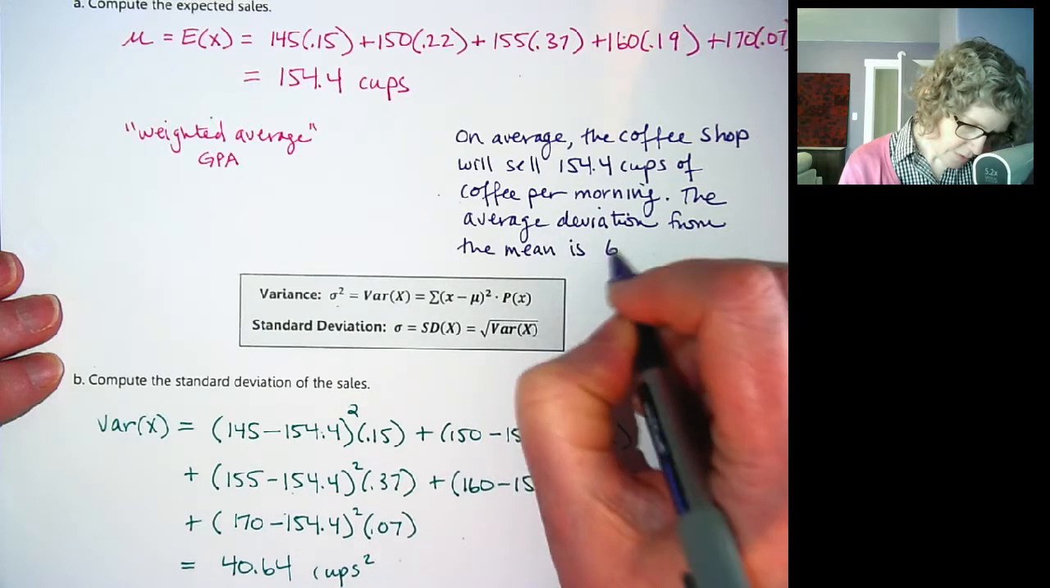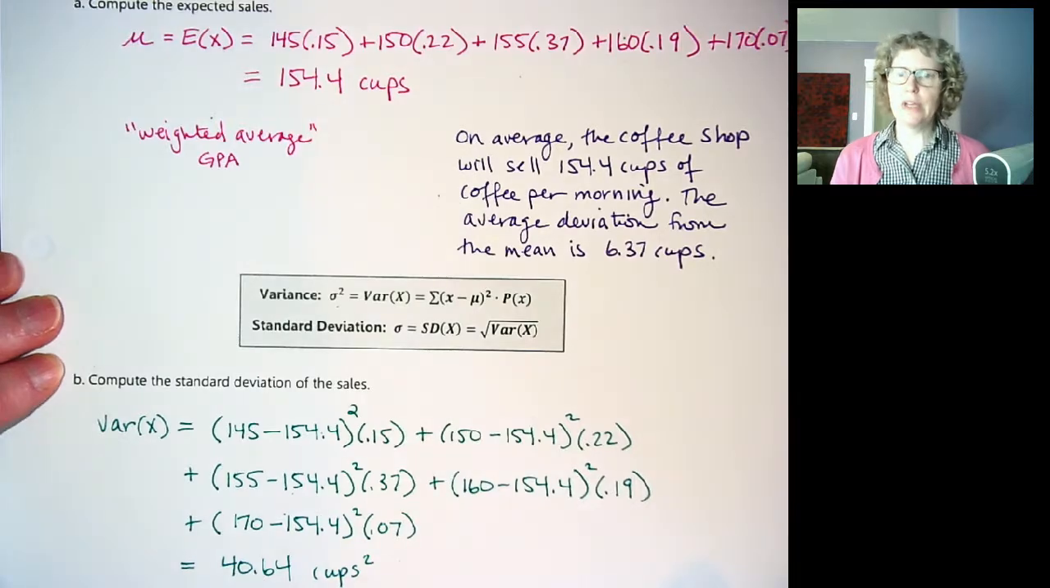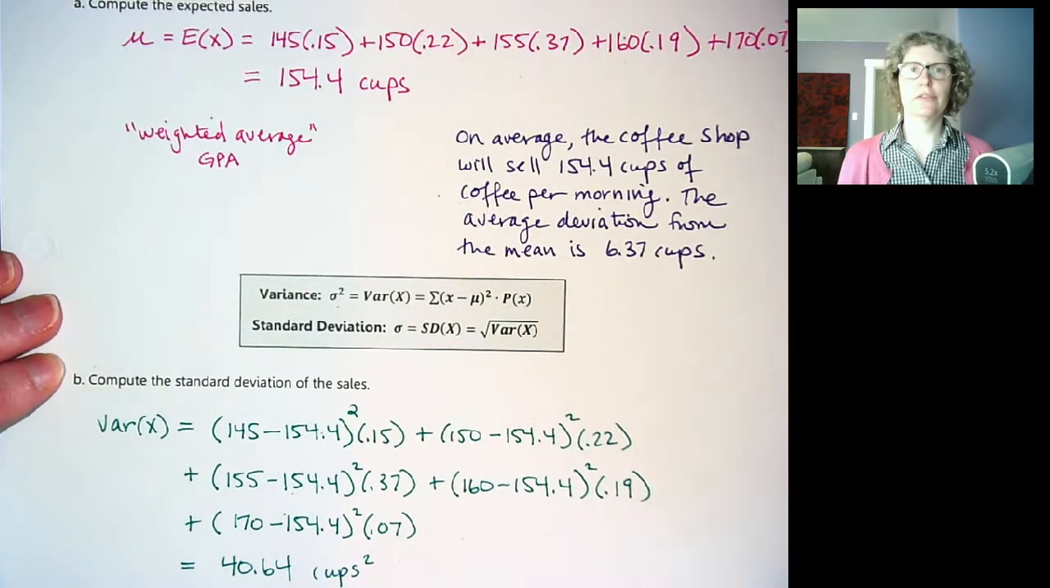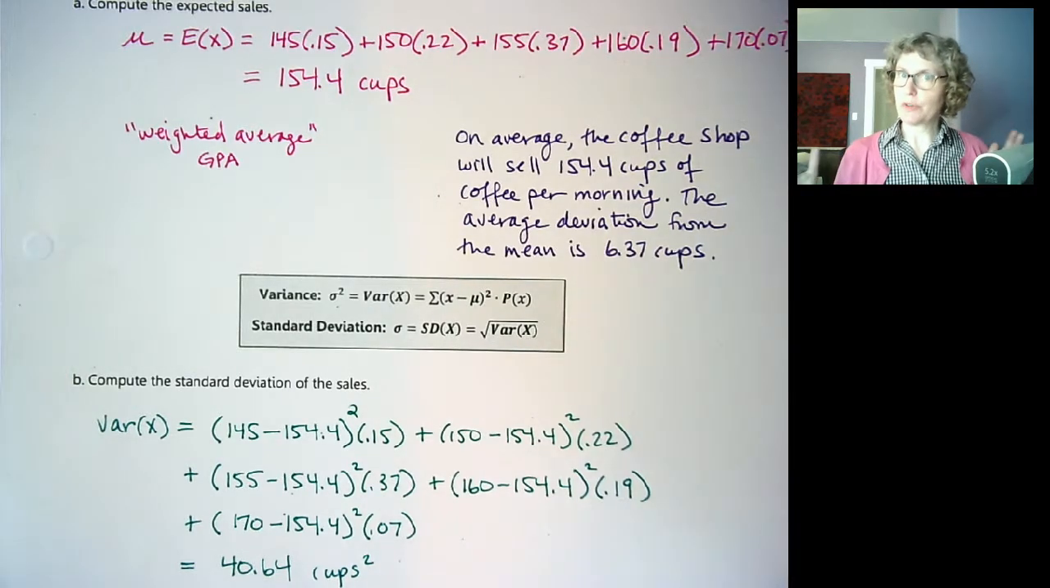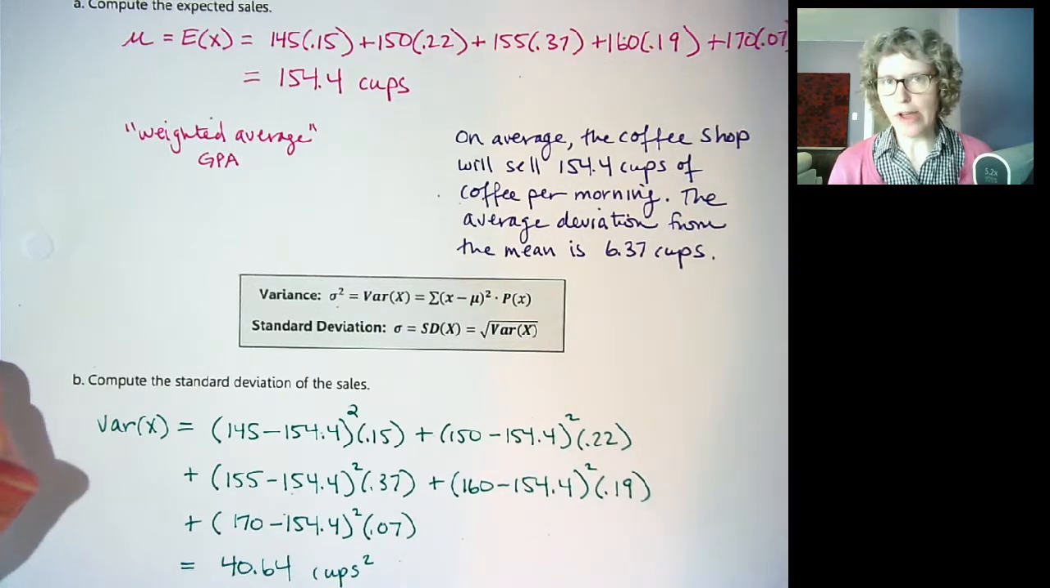is 6.37 cups. Now, if we had a different coffee shop and their average deviation was 20 cups, that would be a lot bigger, that'd be a lot more spread, right? And if we had a coffee shop with a deviation of 2 cups, that would be a lot less spread. So it's a comparison where we can measure the spread of the random variable.